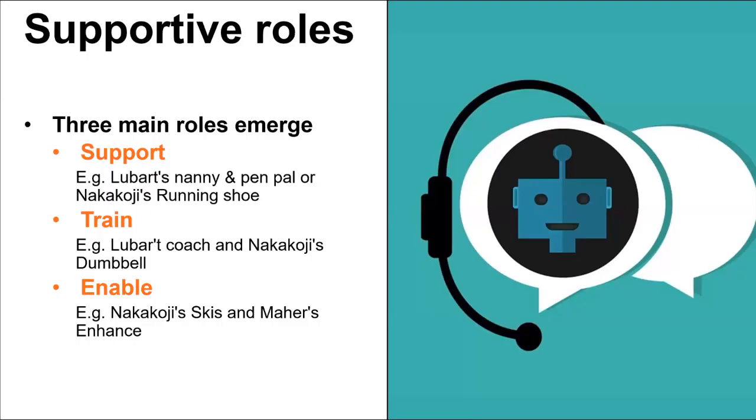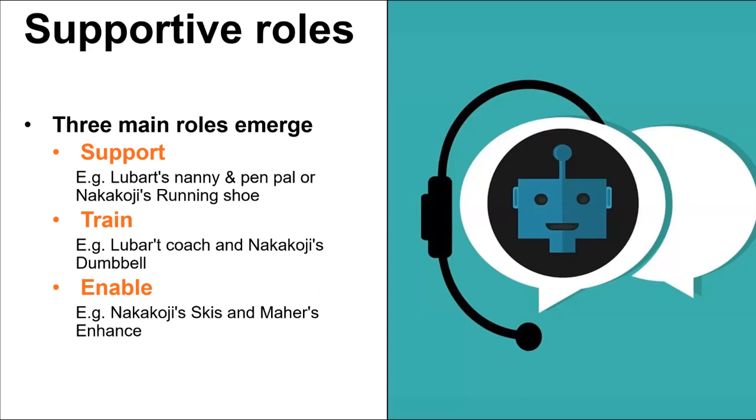So let's go over the supportive roles. These are the three main roles that emerge from creativity support tool literature. There are the roles of support, train, and enable. In a supportive role, a system can act as a pen pal or a running shoe that enables the human to carry on their creative work.